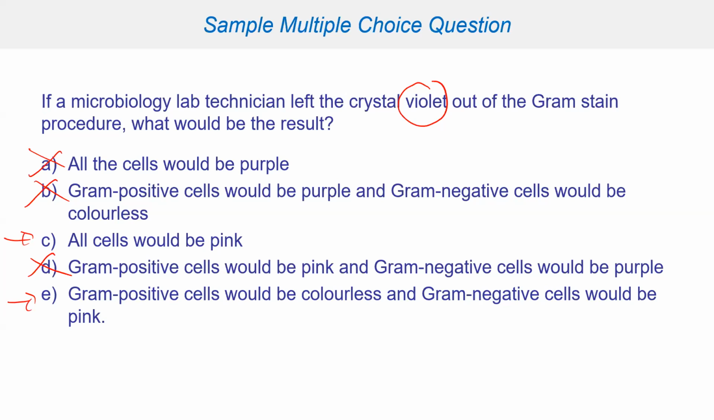So let's read them. All cells will be pink, gram-positive cells will be colorless, and gram-negative cells will be pink. So you have to go back to your gram stain procedure and remember what happens. And it turns out that the pink stain, the safranin, actually colors everything. You just don't see it on the gram-positives because the gram-positives are dark purple. So the correct answer is all cells.